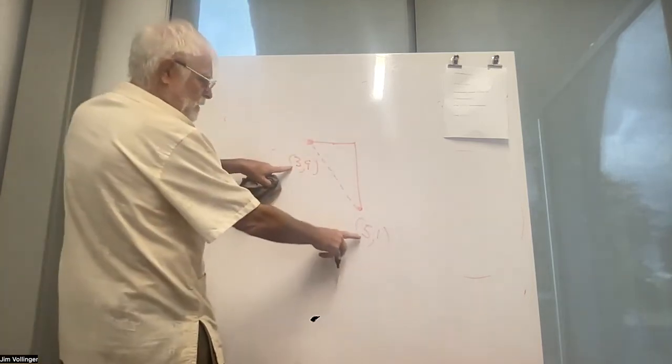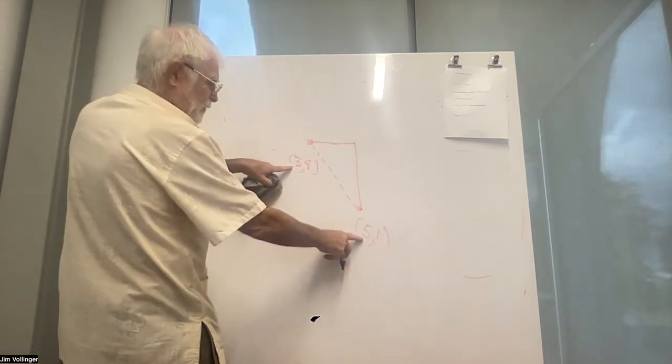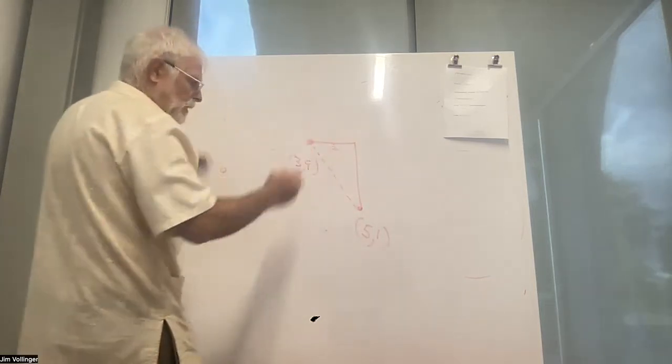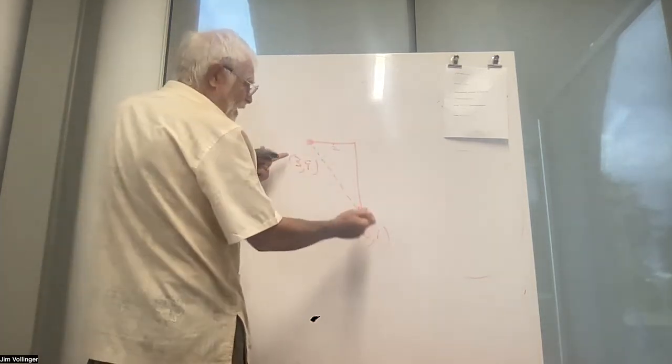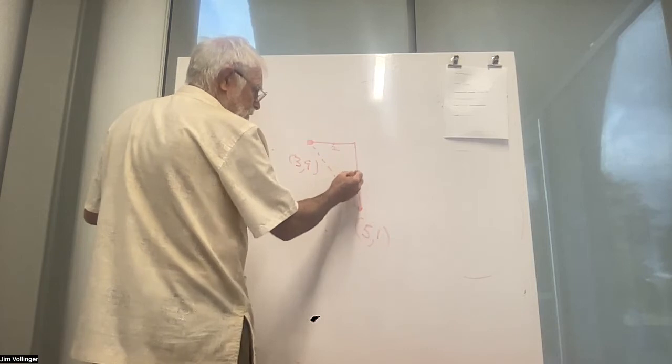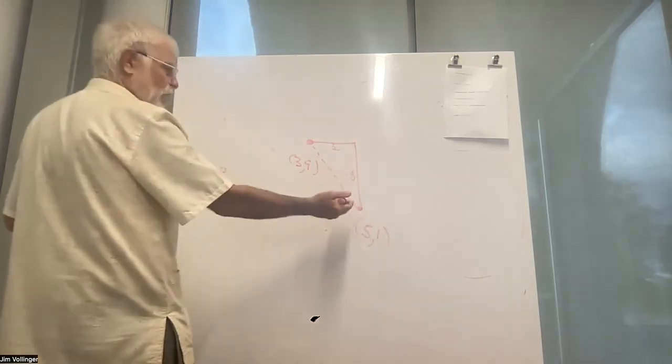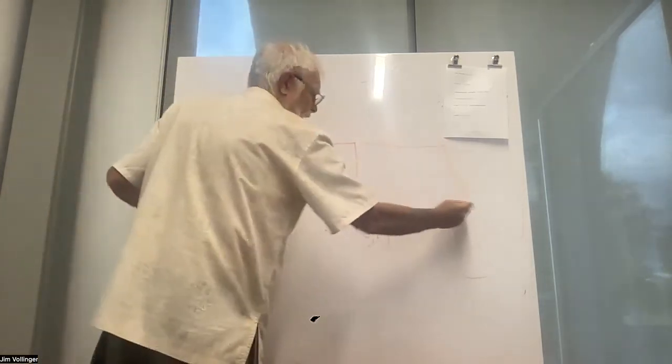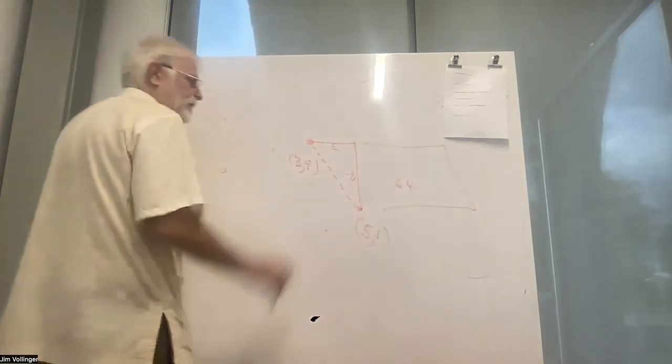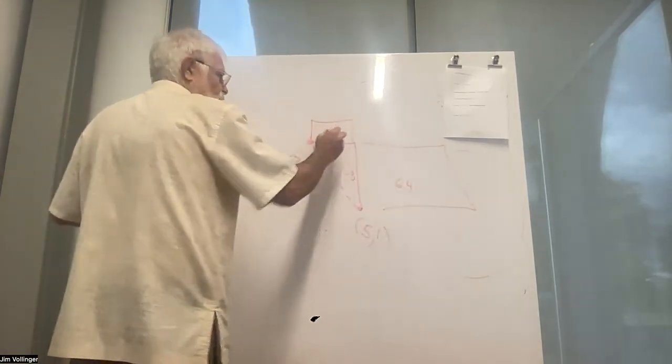The only thing you have to do is recognize the size: 3 to 5, so that's a size of 2. 9 to 1 is down 8, but it doesn't matter because we're going to square. So if we square that, you get 64 units of change. If you square that, you get 4 units of change.